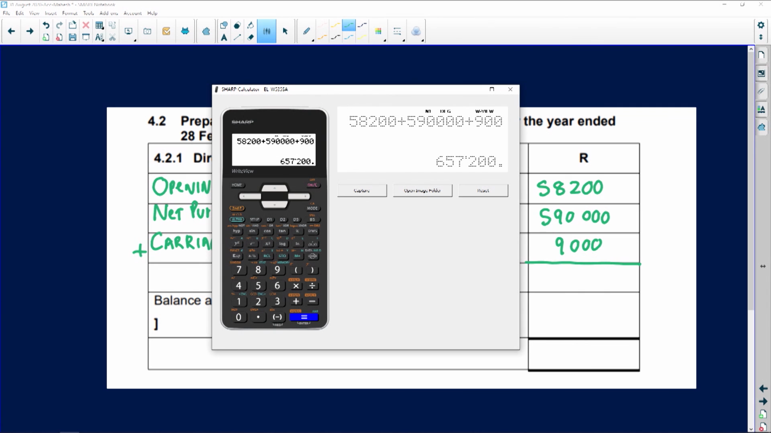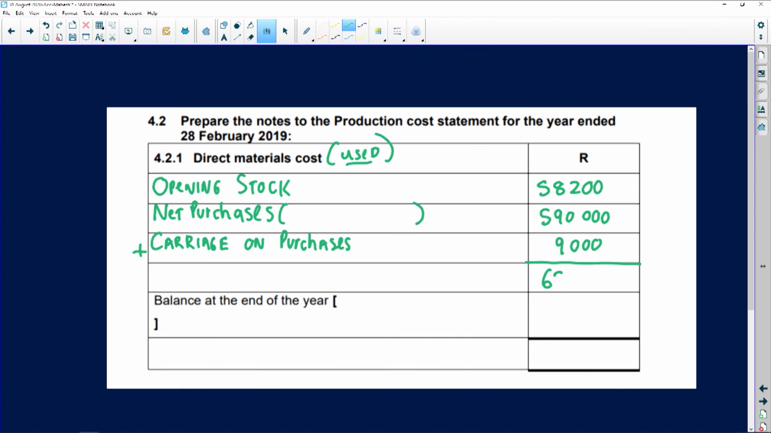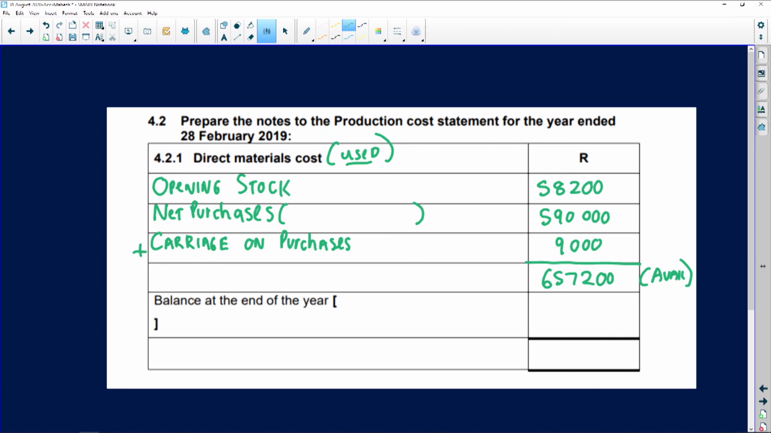Okay, and that gives me an amount of 657,200. So 657,200, and that is how much of raw materials I have available. Now you don't have to fill that in. I'm just filling it in as an explanation. So that is how much I have available for the year, the value of my raw materials.